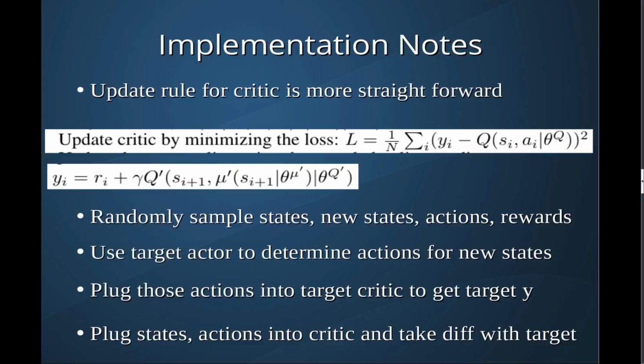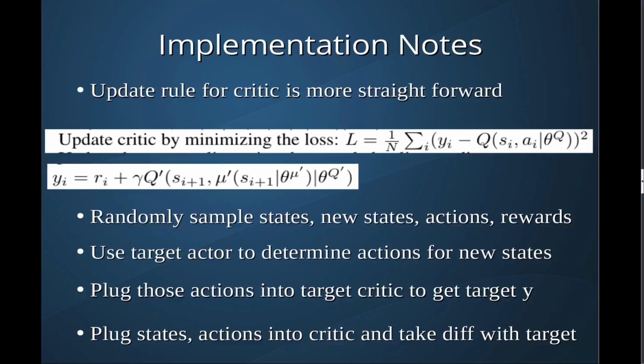And then we want to plug the states and actions into the critic network. In other words, the actions the agent actually took that we sampled from our memory. This is in contrast to the update for the actor network. And take that difference with the target. And then we're going to input it into the mean squared error loss function for TensorFlow 2.